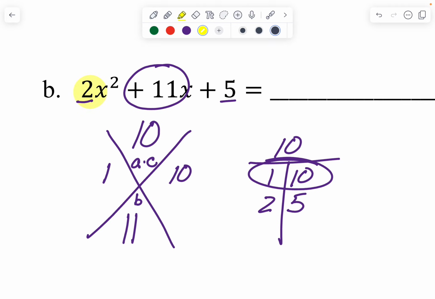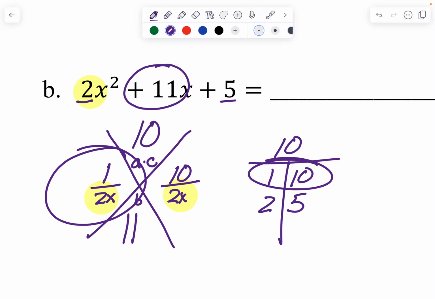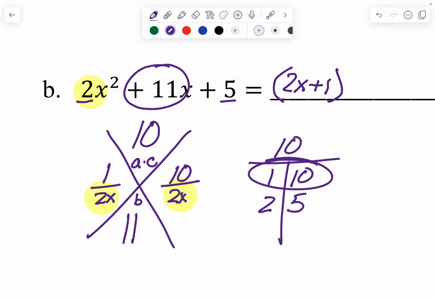Since it has a 2x squared out in front, remember we write both of these over 2x. And when that happens, at least one of these reduce. This one on the left, 1 over 2x does not reduce. So when you tip that over on its side, you have a 2x and a positive 1. This second one, 10 over 2x does reduce to 5 over 1x. So when we tip that over on its side, we have an x plus 5. And then there is our answer factored completely.